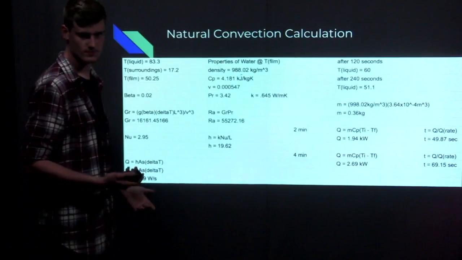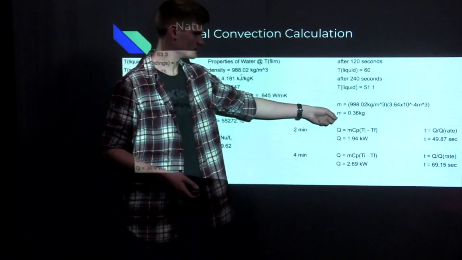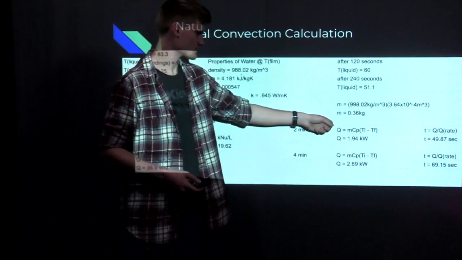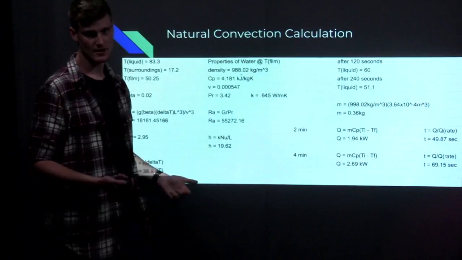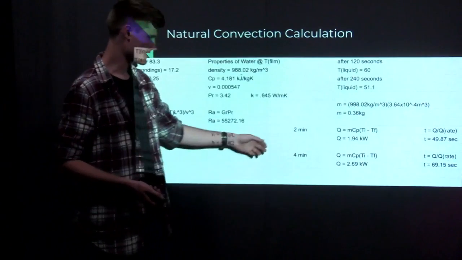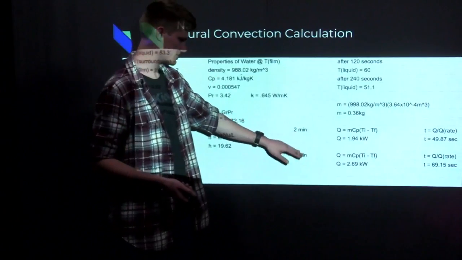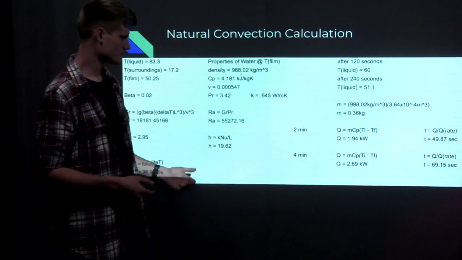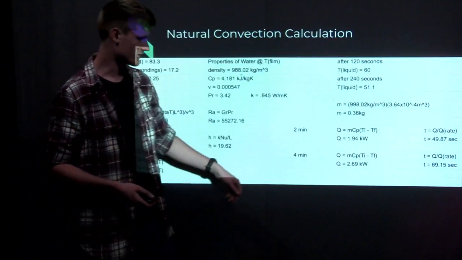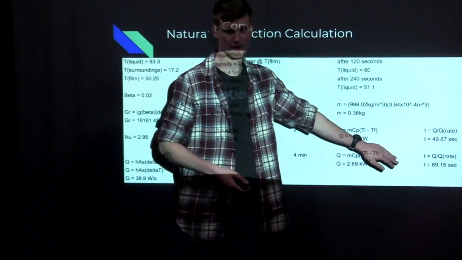And then after that, we found our mass to be 0.36 kilograms. And we used that, our heat capacity, and the temperature difference at our measured times to get our heat transfer at the times we measured for. Once we had those values, we divided the total heat transfer by our rate to find our times to be 49.87 seconds and 69.15 seconds.